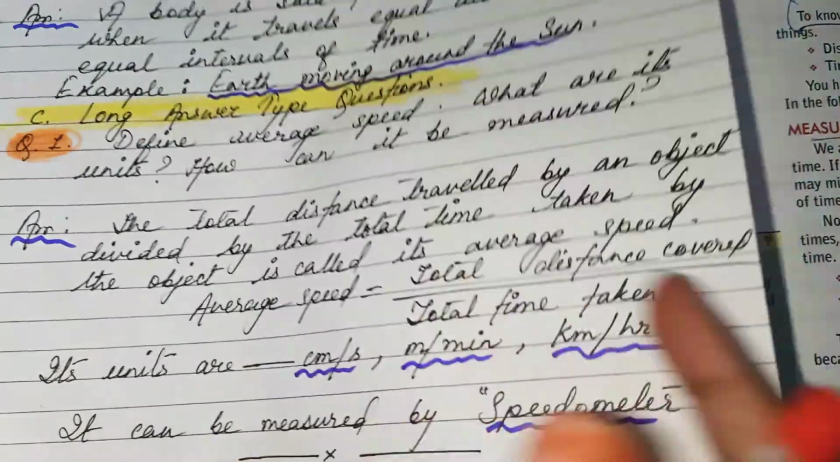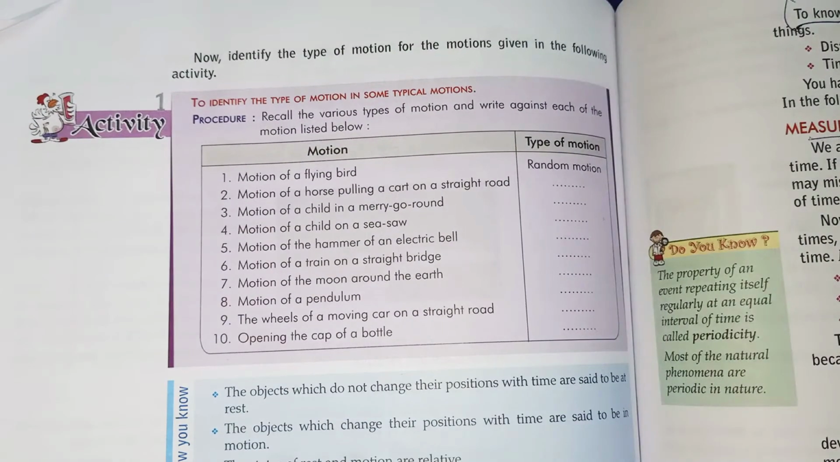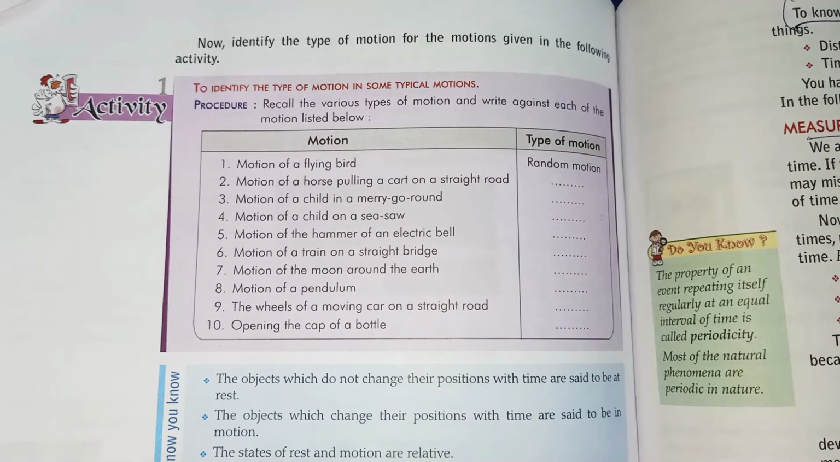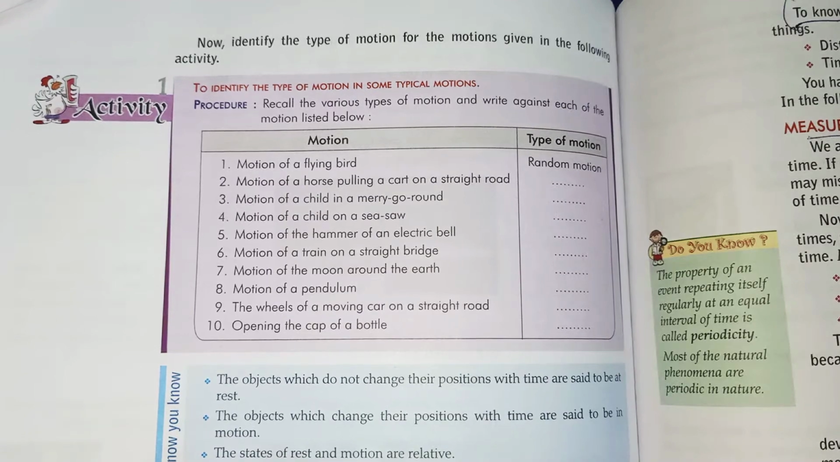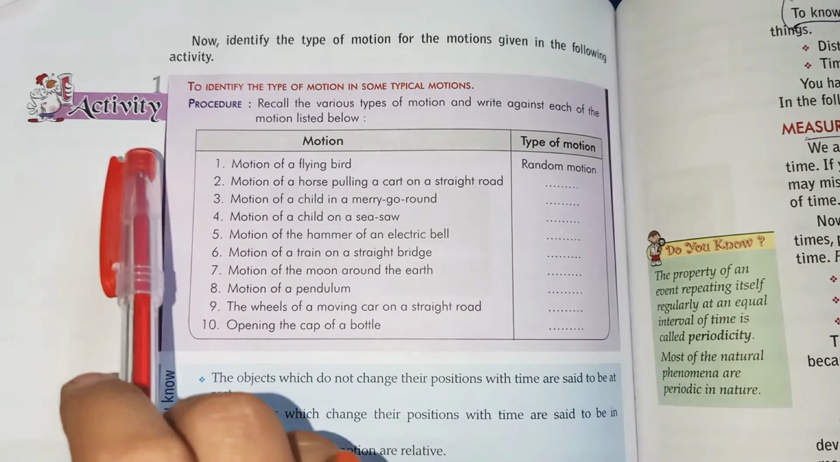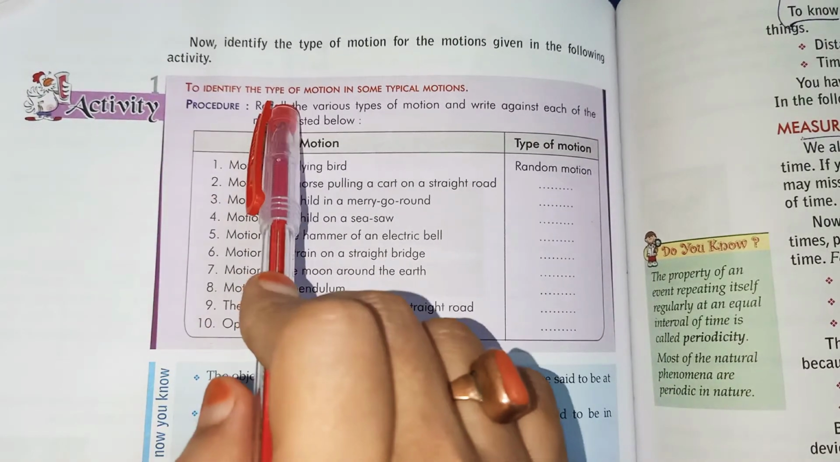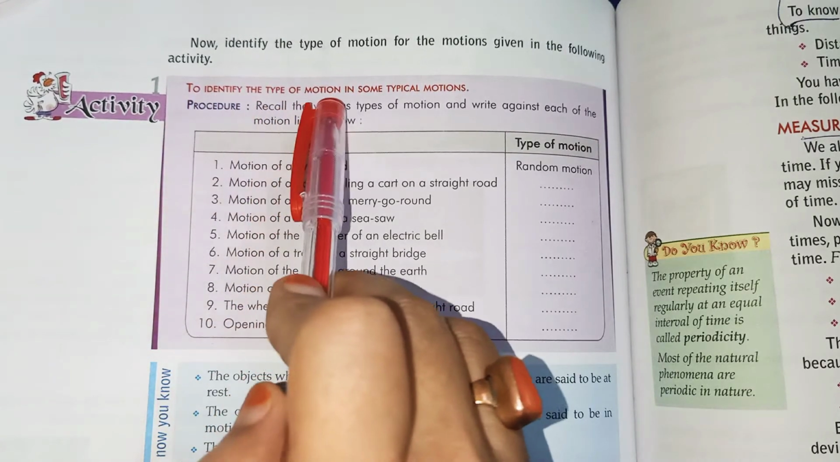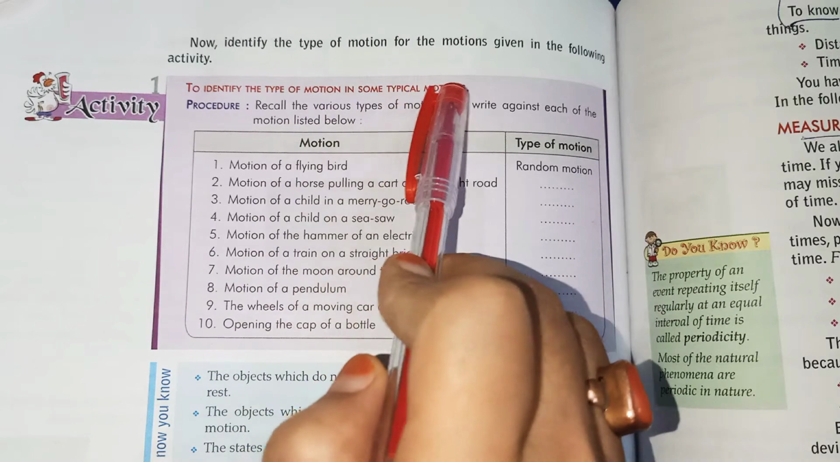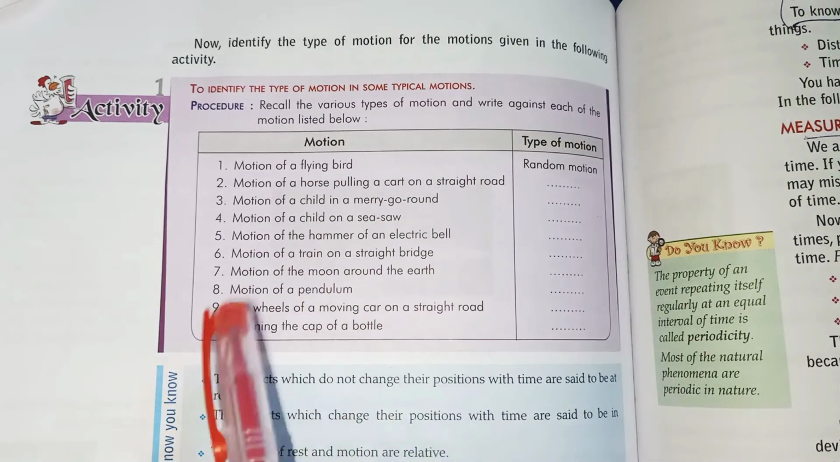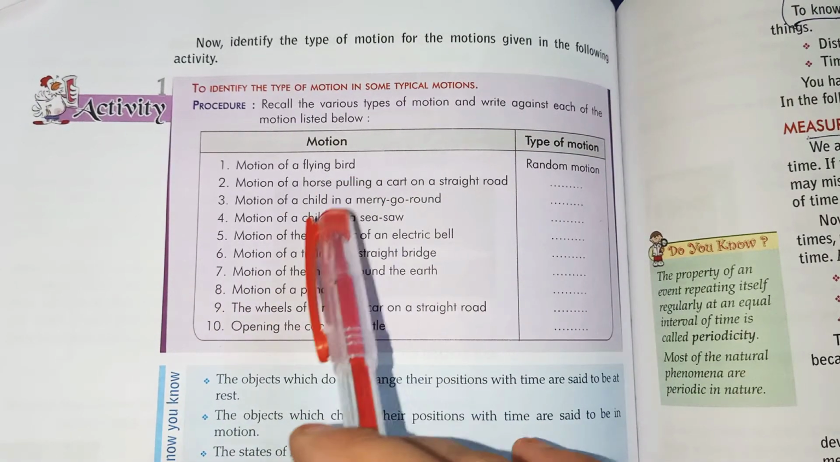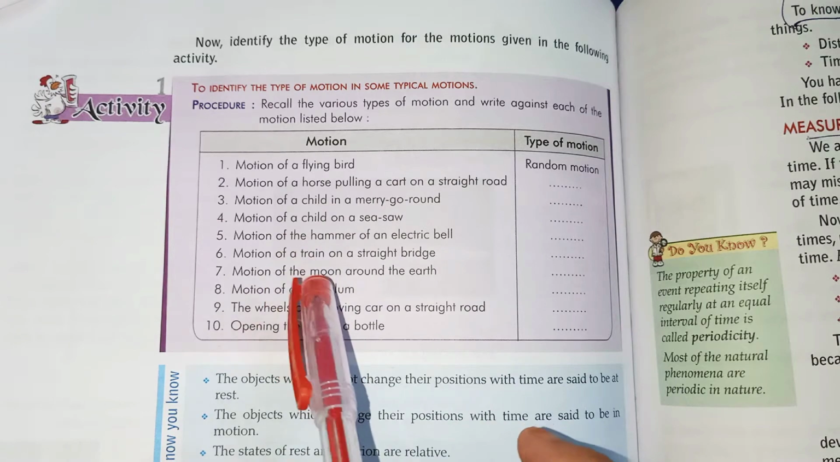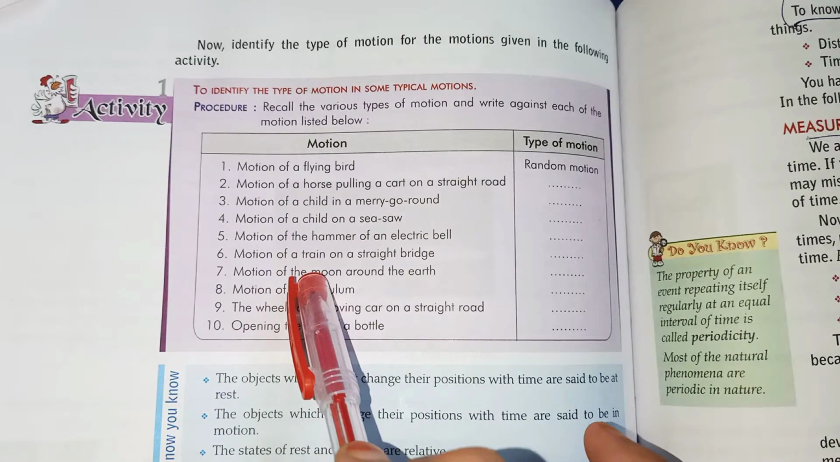So now let's start with our activities. In your book a few activities are there. Here it is activity number 1. In activity number 1, it is said to identify the type of motion in some typical motions. We have already learned in our previous chapter, and you have already learned in your 6th standard also, the different types of motions, right?